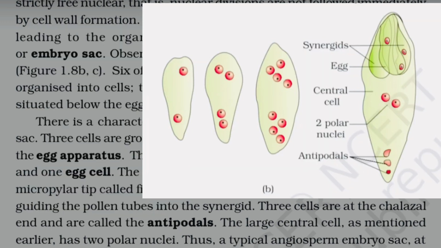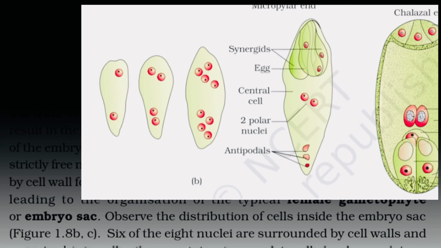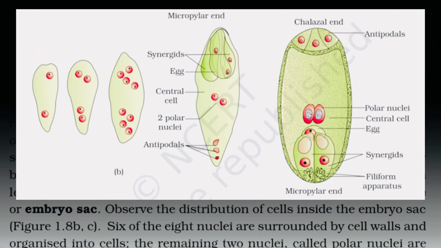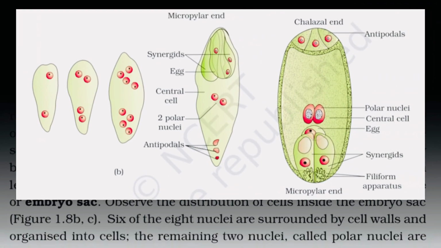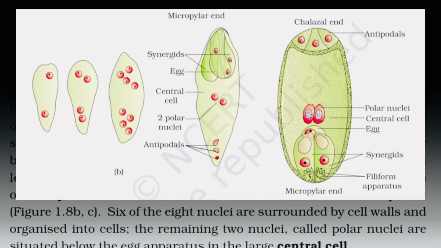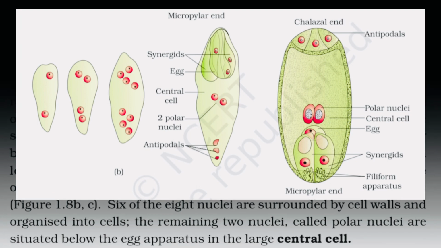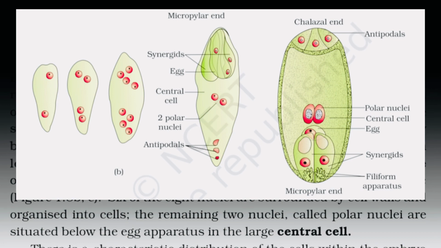After the 8-nucleate stage, cell walls are laid down leading to the organization of the typical female gametophyte or embryo sac. Observe the distribution of cells inside the embryo sac. 6 of the 8 nuclei are surrounded by cell walls and organized into cells. The remaining 2 nuclei, called polar nuclei, are situated below the egg apparatus in the large central cell.